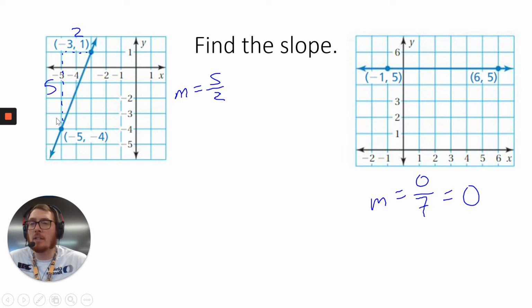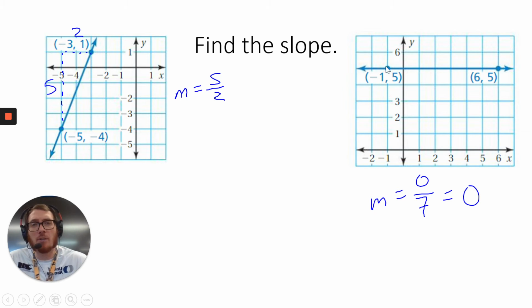The next question, I start from the left point and go to the right point. I'm going up 5 if I count 1, 2, 3, 4, 5, and over to the right 2. That would give me a slope of 5 over 2. Now that's an improper fraction. You could write that as a mixed number if you wanted. You could write it as a decimal. But in general for your classes as you move forward, leaving that as an improper fraction will be just fine.